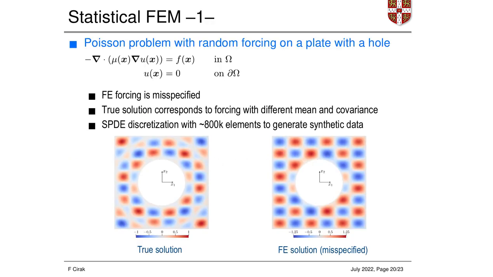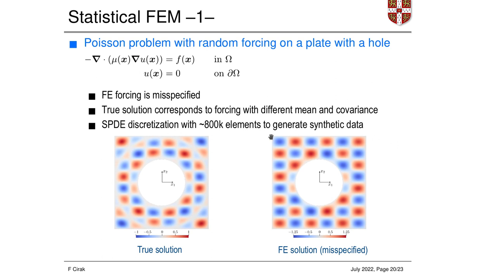The second example is the statistical finite element analysis of a Poisson problem with random source on a 2D domain, which is a plate with a hole. So similarly, the source here is misspecified. So what this means is that the true solution that we assume here is actually different from the finite element prior that we assume. So as you can see here, not only is the scale different, there is also some missing physics along the corners of the domain.